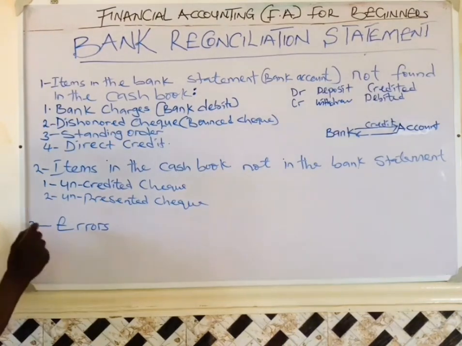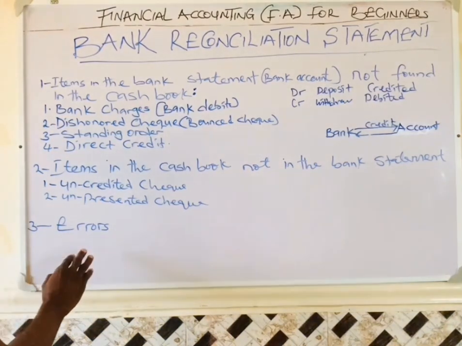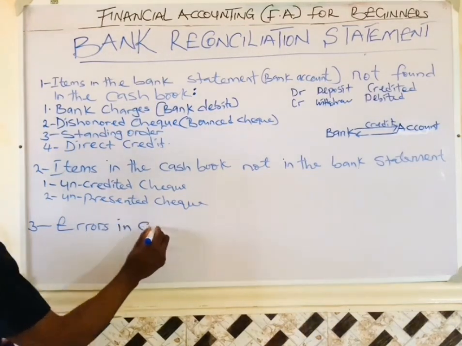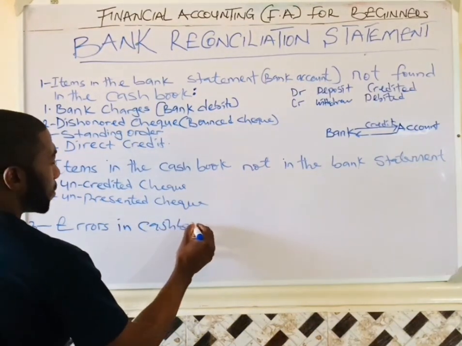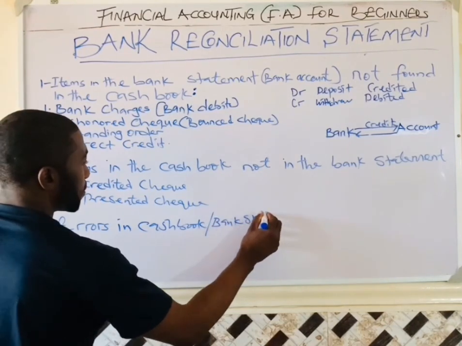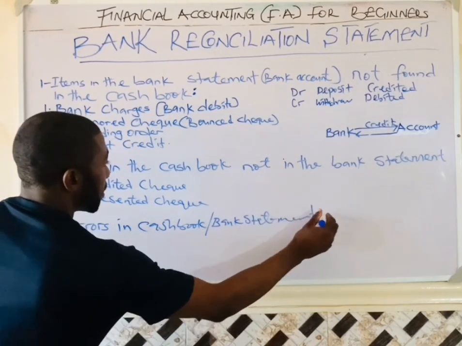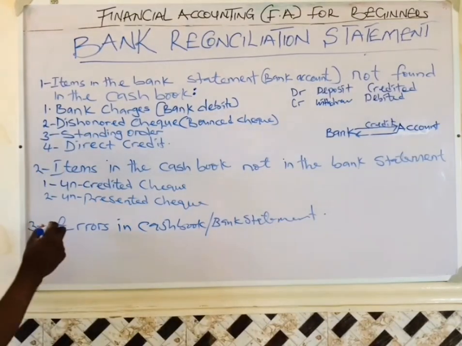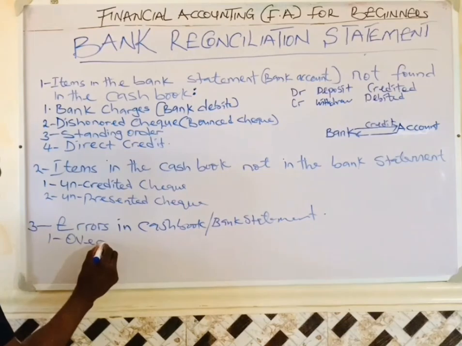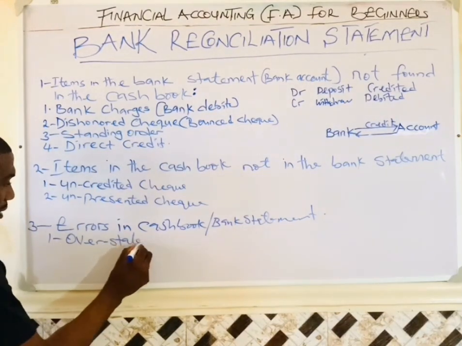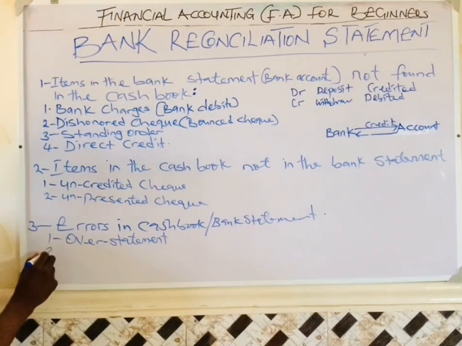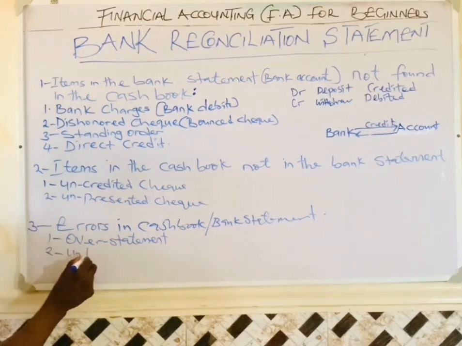So errors, let's go to the errors. Errors in the cash book or the bank statement, which is not common. There might be an error of overstatement of amount, or understatement.